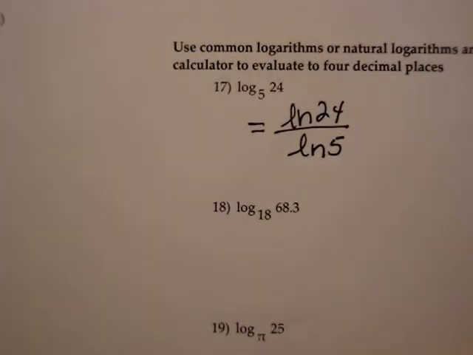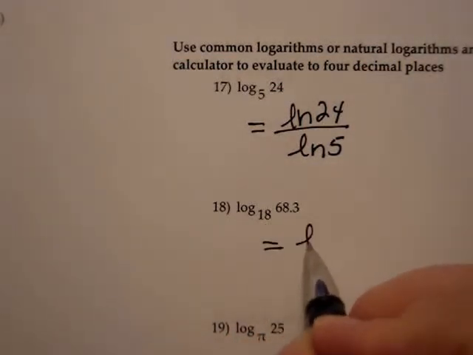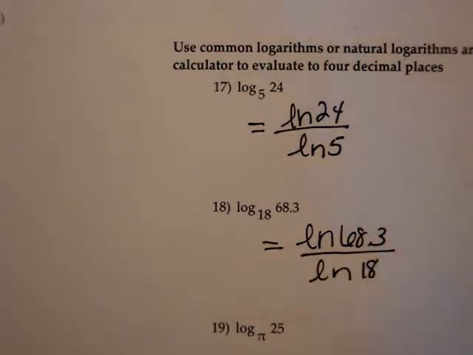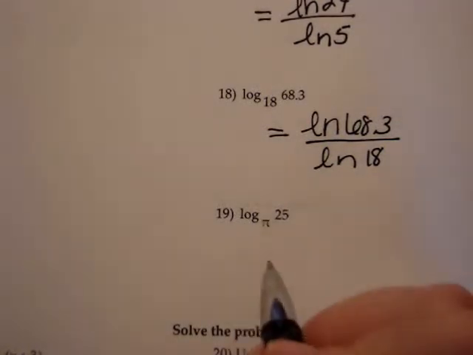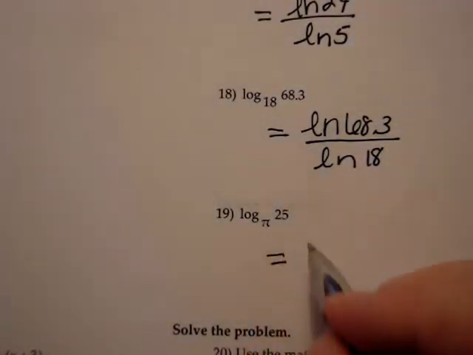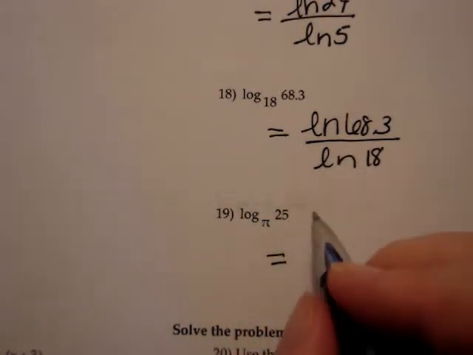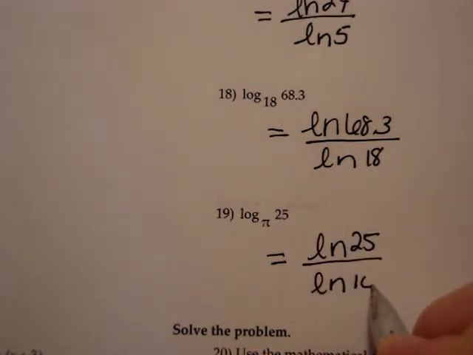I'll just write up the other two. The log base 18 of 68.3 will be the natural log of 68.3 over the natural log of 18. Notice the base number goes on the bottom, base, bottom. And last but certainly not least, number 19. Pi is a number, remember? That's okay. The log base pi of 25, to evaluate that I would find the natural log of 25 over the natural log of pi. And I would get out my calculator and then round it off as instructed. And that's 4.3.